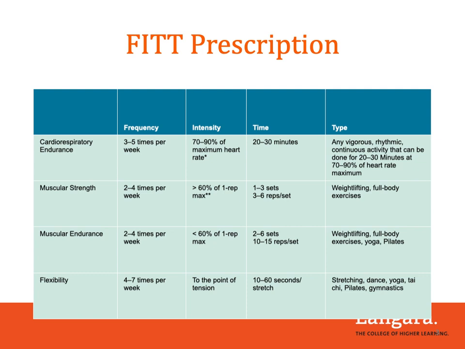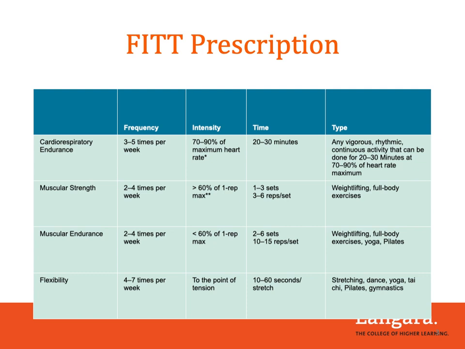Intensity is based on 1 rep maximum in resistance training, so the greatest amount of weight you can lift once. So it could be anywhere from 60 to 100% in order to increase muscular strength. It has to be over 60%. And then reps and sets, again, is going to be based on several different factors. But generally, it's 1 to 3 sets at 3 to 6 reps.